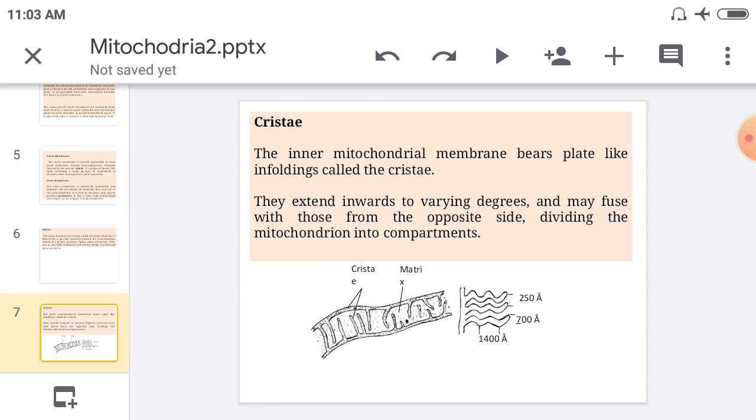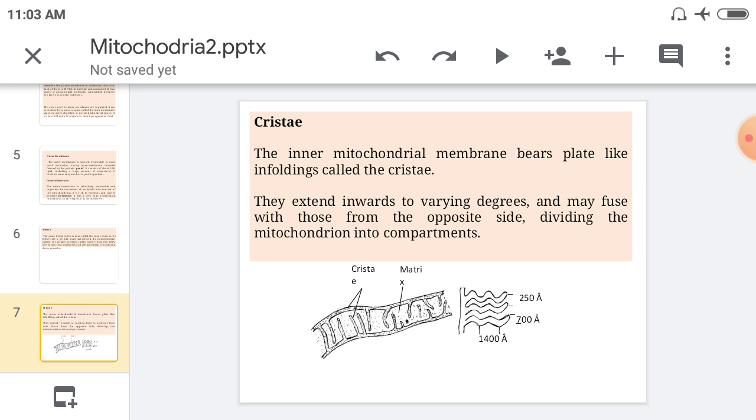Then the next point is the cristae. The inner mitochondrial membrane bears plate-like enfoldings. It means the inner membrane has a folding-like structure, plate-like enfolding, that is called cristae, and they extend inward to varying degrees and may fuse with those from the opposite side, dividing the mitochondria into two compartments.